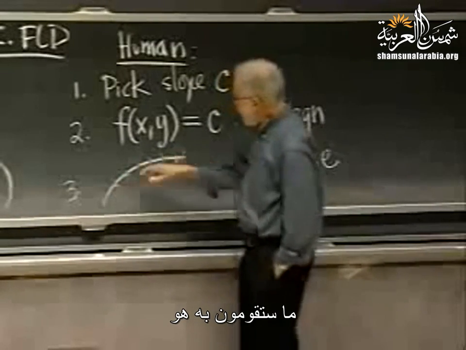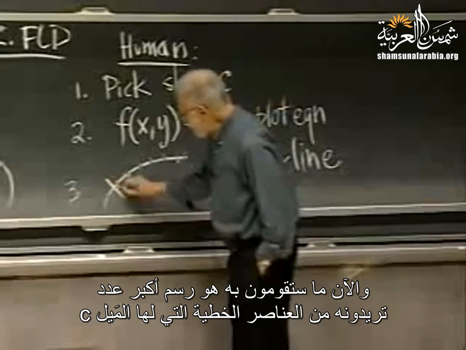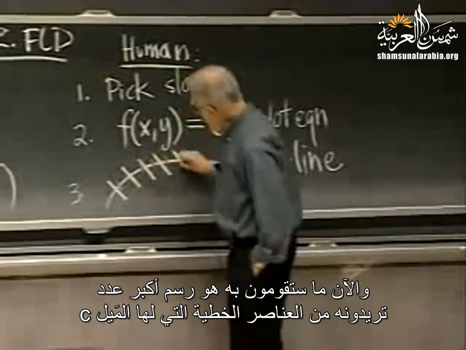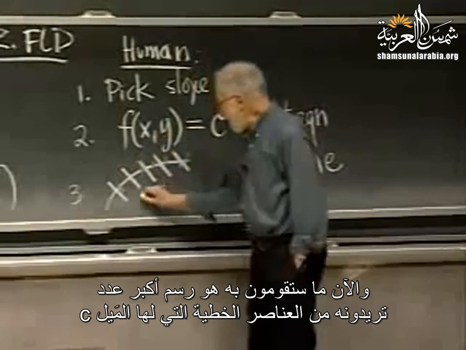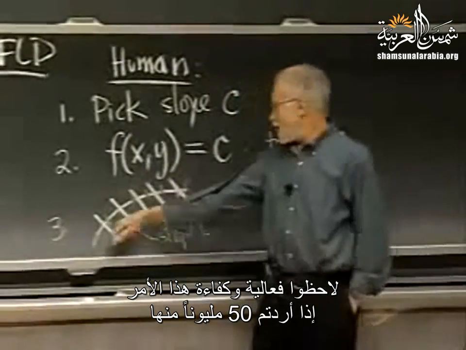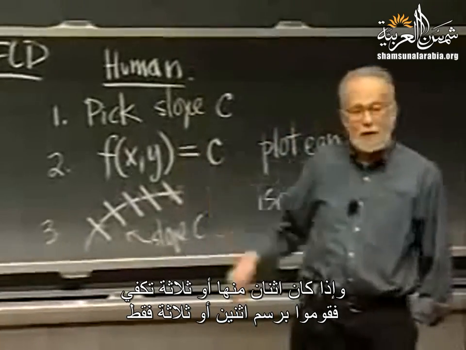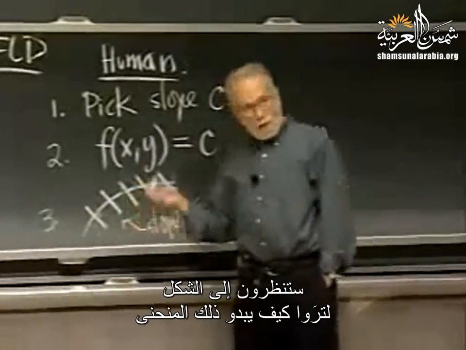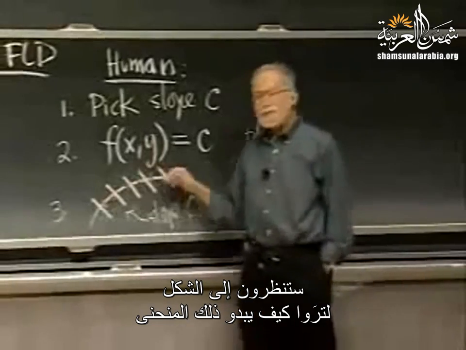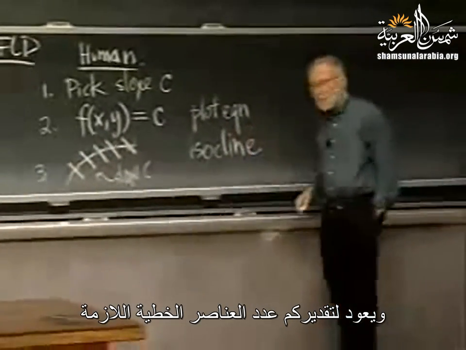So, what do you do? These are all the points where the slope is going to be c, and now what you do is draw in as many as you want of line elements having slope c. Notice how efficient that is. If you want 50 million of them and have the time, draw in 50 million. If 2 or 3 are enough, draw in 2 or 3. You'll be looking at the picture, you'll see what the curve looks like, and that will give you your judgment as to how to do that.